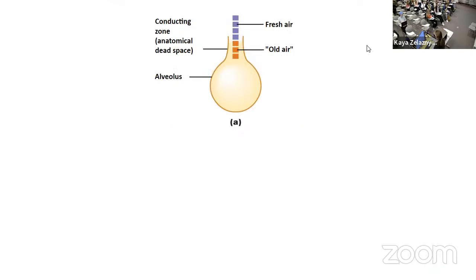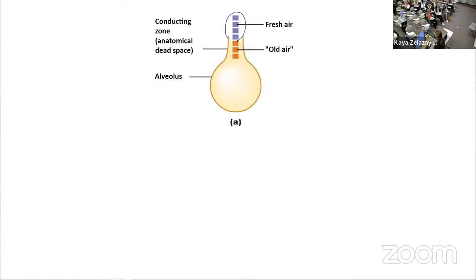We're going to see that when we start out, we're going to have fresh air outside your body. We're going to have old air filling up that anatomical dead space. Okay. And at the moment, we don't have anything in our alveolus to begin with here in figure A. Okay. So we're going to step through next.